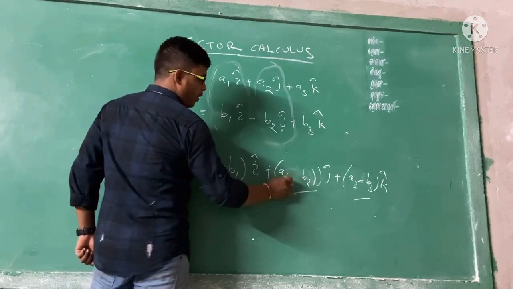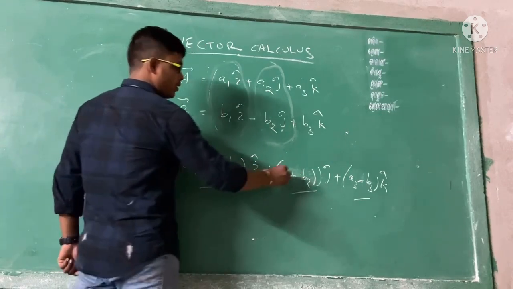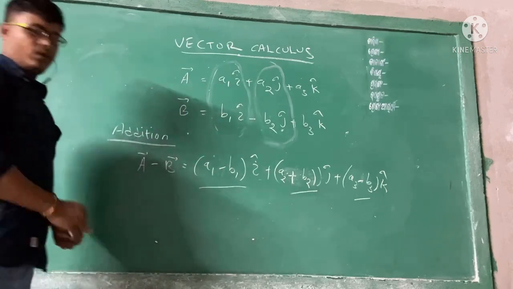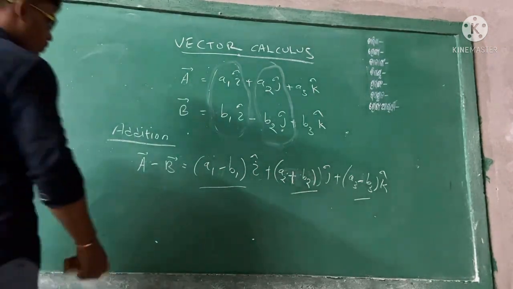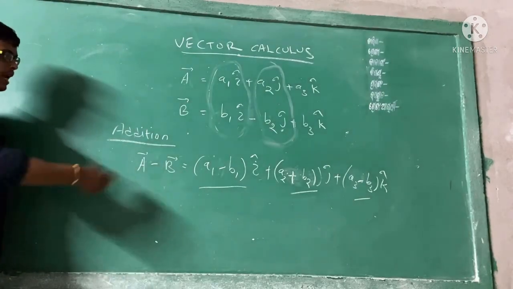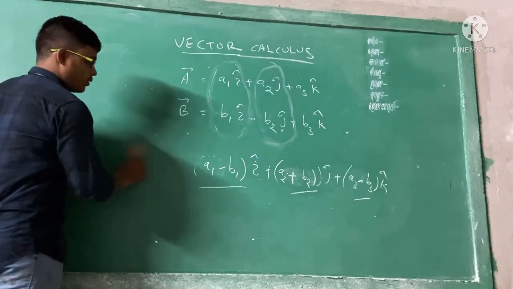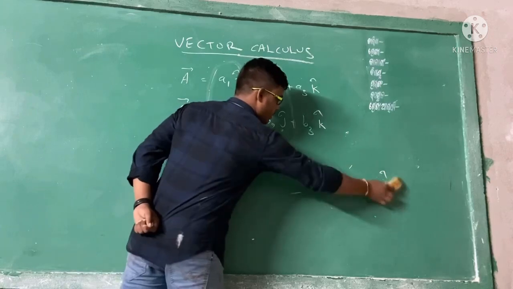So remember the coefficient is important. i cap, j cap, k cap are the unit vectors, and they will be the same. So remember only the coefficients are subtracted. The difference between addition and subtraction is in the coefficients.